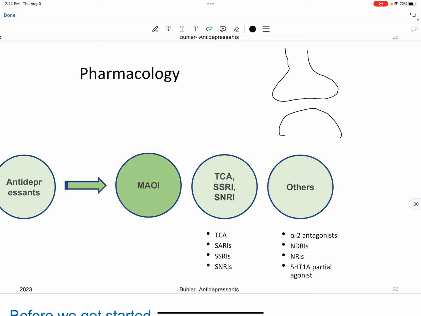You can modulate the synthesis. You can modulate the action at the postsynaptic receptors via agonists. You can block postsynaptic breakdown. You can block reuptake. And you can block presynaptic breakdown.